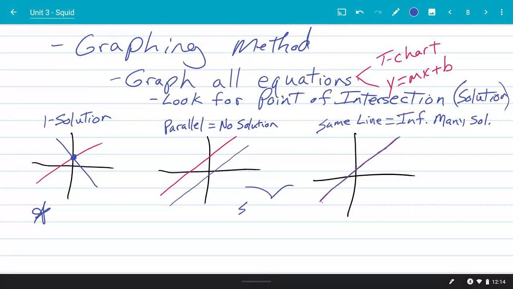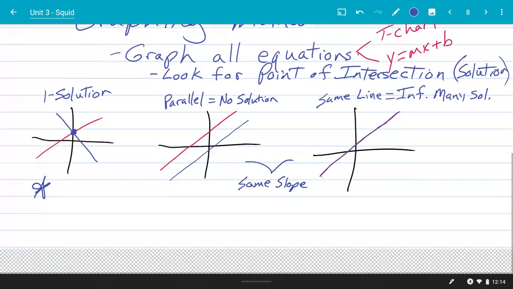Okay. Now, there's something really neat about these two, and that's the fact that since they're parallel or the same line, they literally have the same slope. So anytime that we deal with two equations and we can see quickly that they have the same slope, we know that it's either going to be no solution or infinitely many. But we'll come back to that in just a moment.